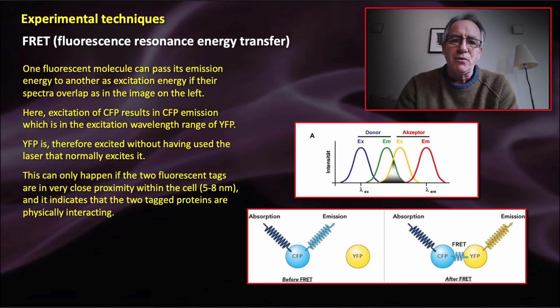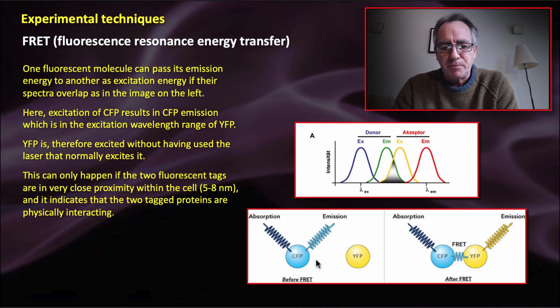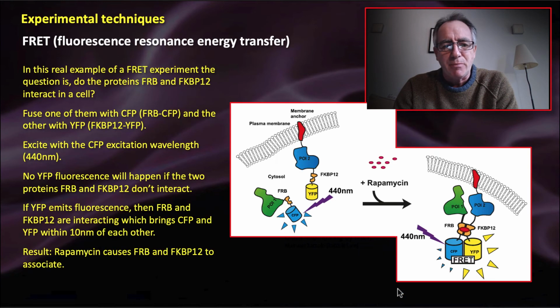In the example that I've got in the picture down here, it's the fluorescent protein that frets with another fluorescent protein. So how do we get two fluorescent proteins so close together in the cell that they interact like this? That's the basis of the experiment. In this real example of a FRET experiment, the question is, do the proteins FRB and FKBP12 interact in a cell?